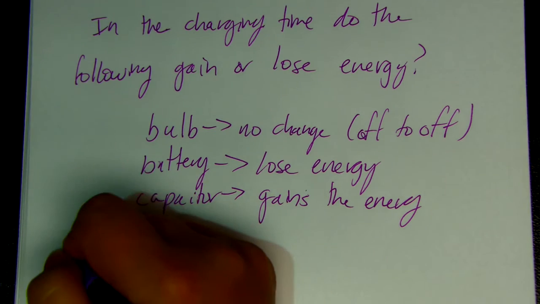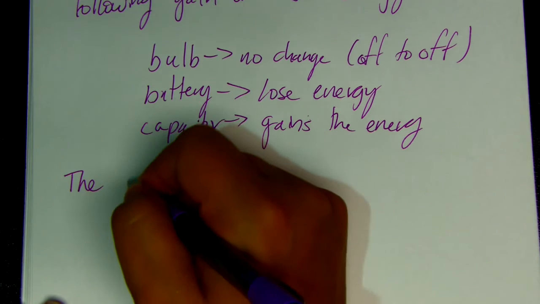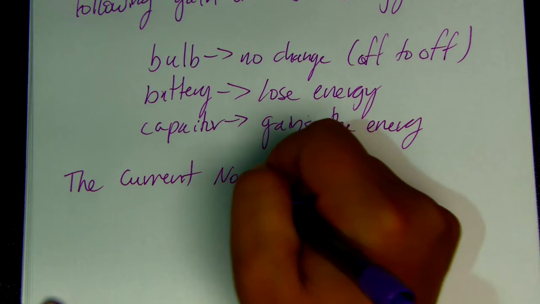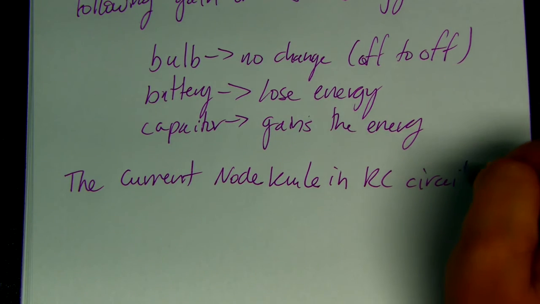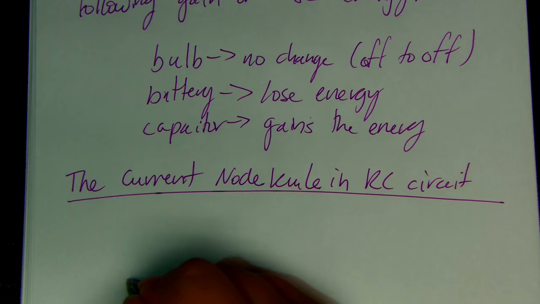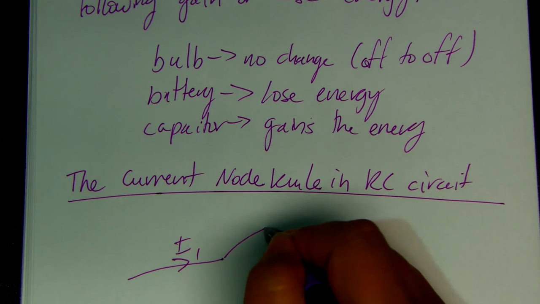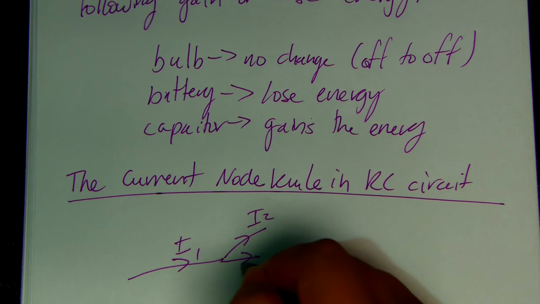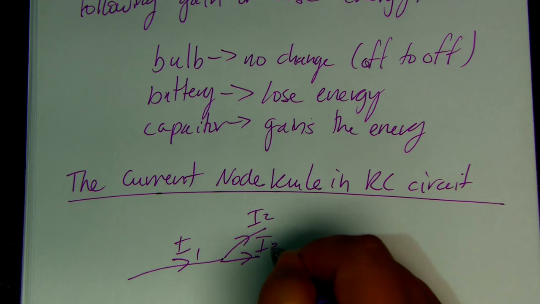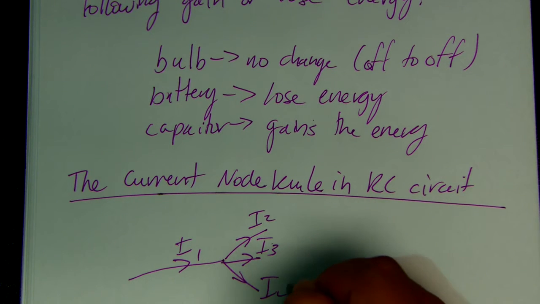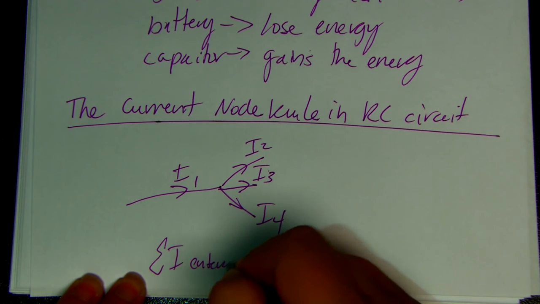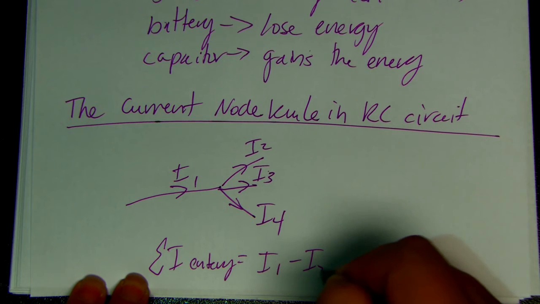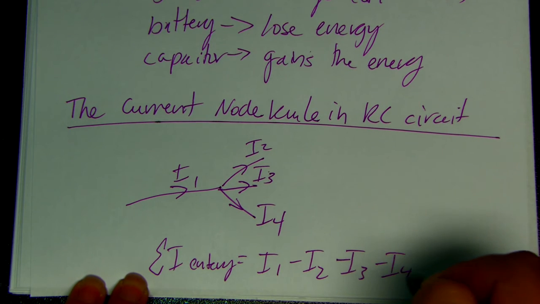All right, so when you've got an RC circuit, let's look at what happens with our current node rule. So we know that if you've got your I coming in, it's going to be equal to all the I going out. Sum of I entering would be I1 minus I2 minus I3 minus I4 is equal to 0. Very familiar with this rule at this point.